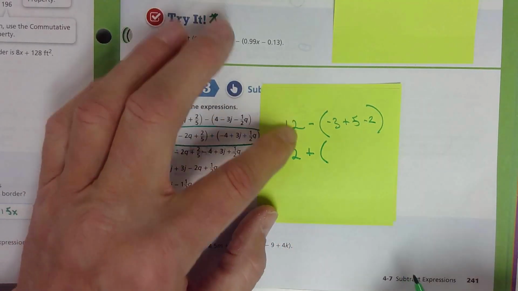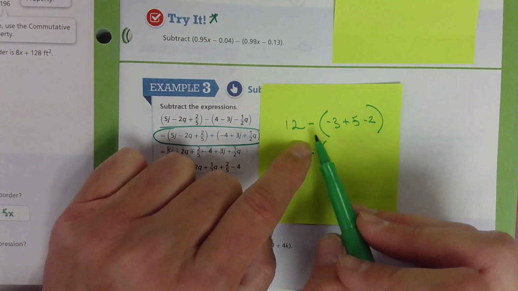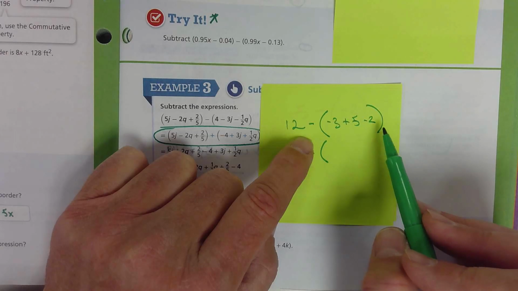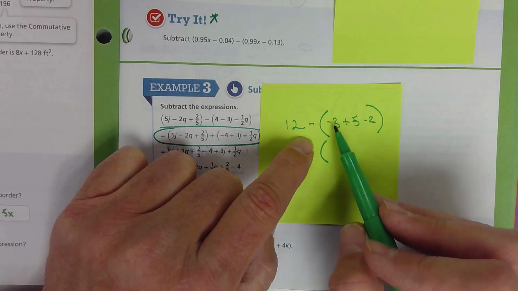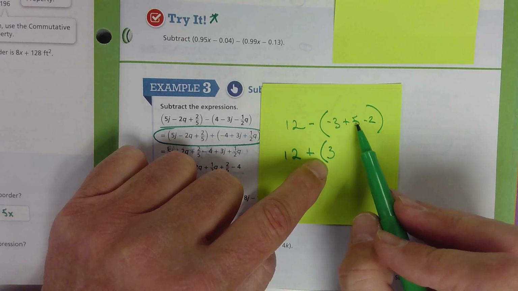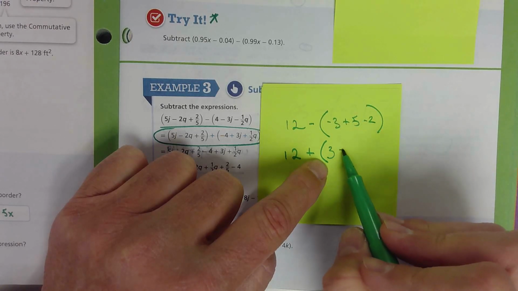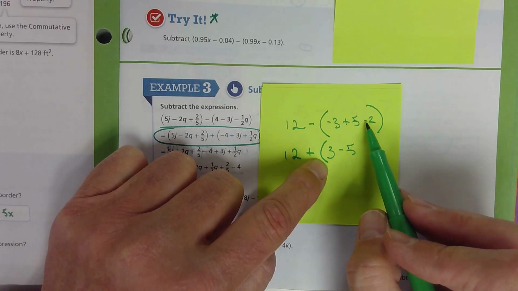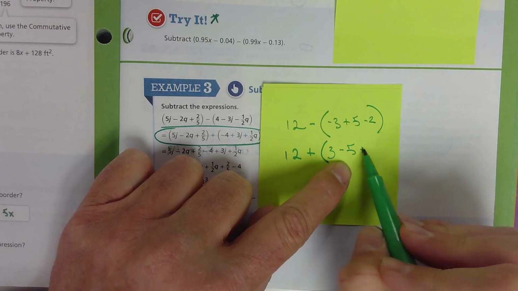And I can leave the parentheses there for the moment, but I'm going to change the sign of everything in the parentheses. It was a -3, so now it just becomes 3. It was plus 5, now it's minus 5. It was a -2, now it's plus 2.